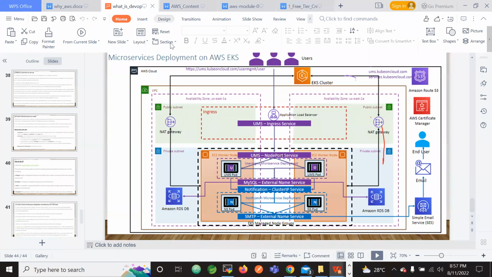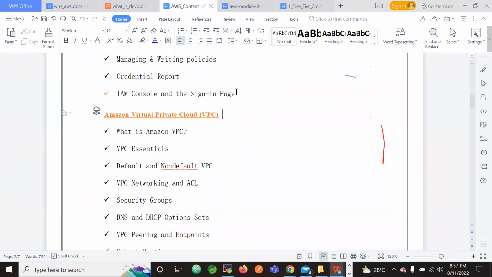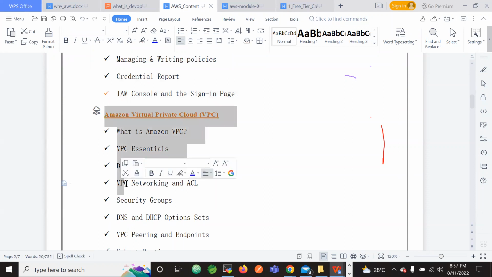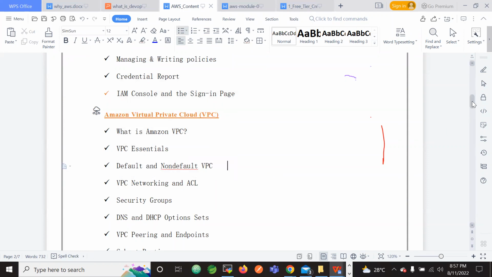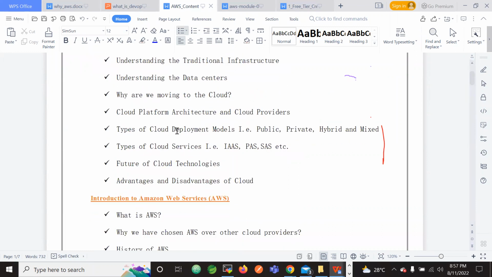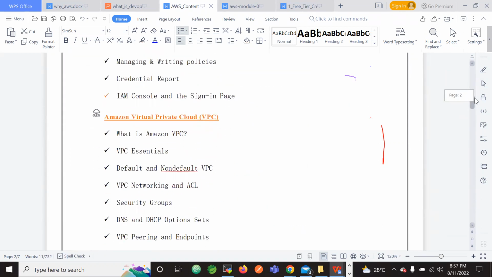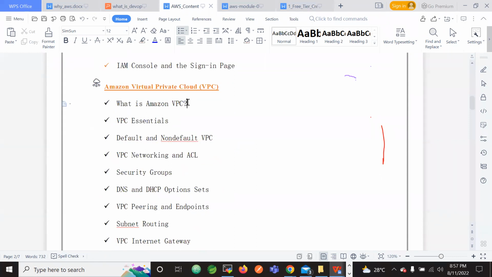What are you understanding from that? After completing this IAM, the user with the proper policy, security, or permission will be able to set up this private cloud. That is the reason we saw the cloud deployment models, isn't it? Once we understand the concept of public, private, and hybrid clouds, you will easily understand what a private cloud means. And then we will set up the private cloud, the virtual private cloud, right?